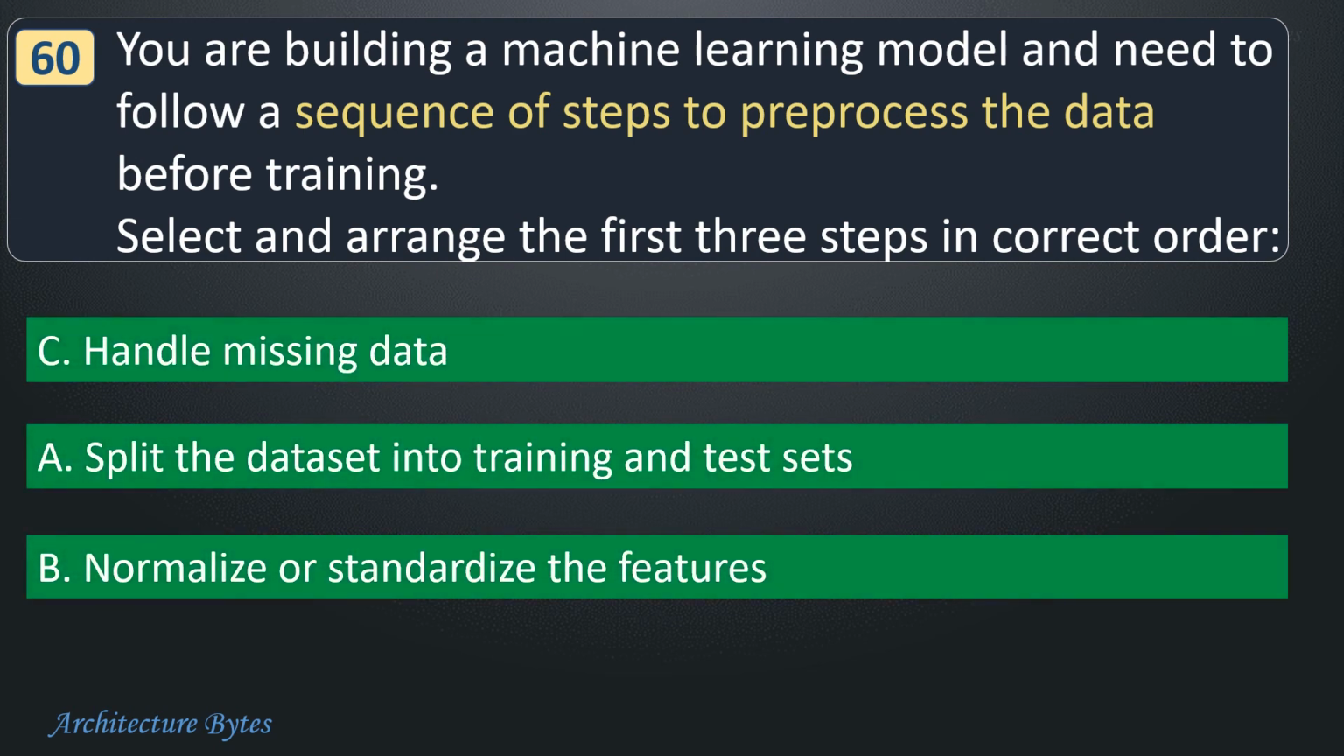So the correct options in the right sequence are C, A, and B. You would handle the missing data, split the dataset into training and test sets, and normalize or standardize the features.